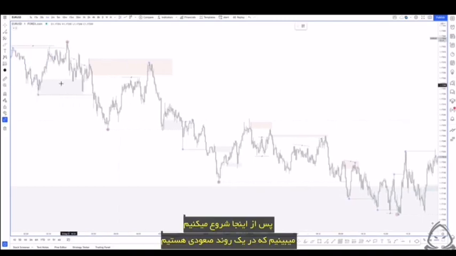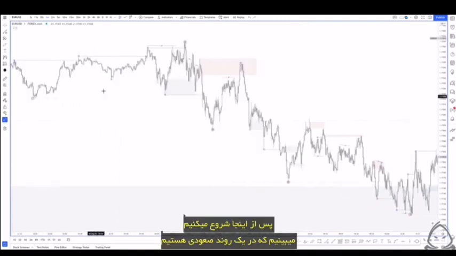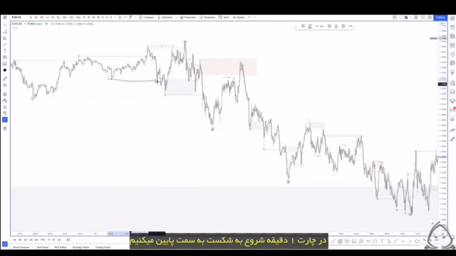So we'll just start in this area right here. So we can see if we're just looking at this, we're in an uptrend. We start to break to the downside on the 1 minute chart.